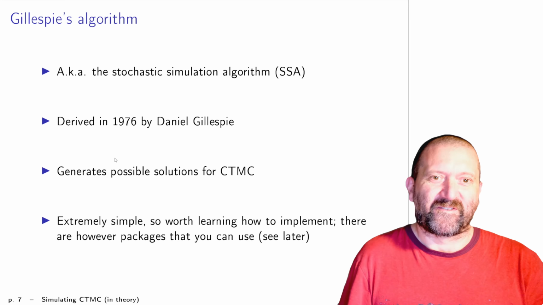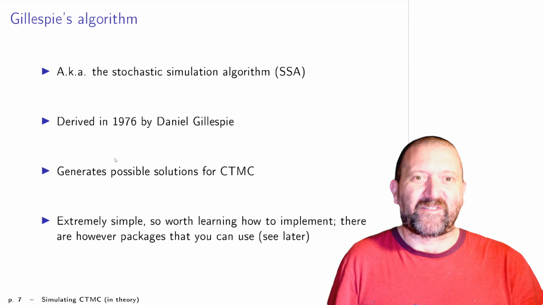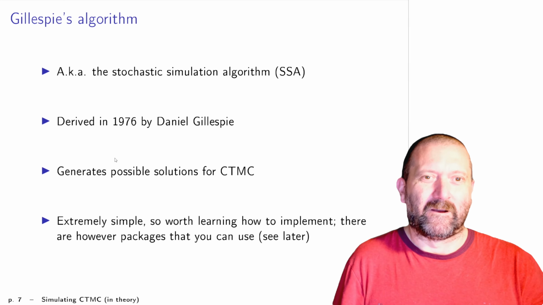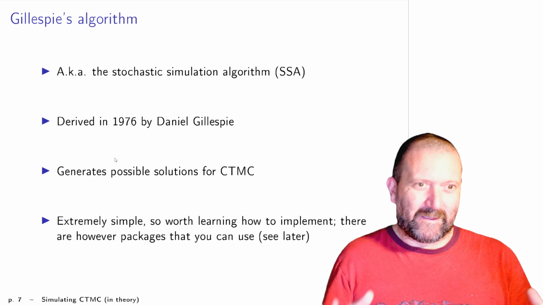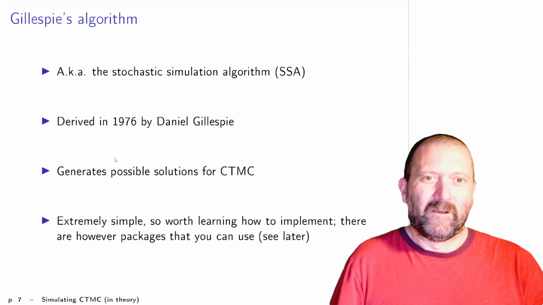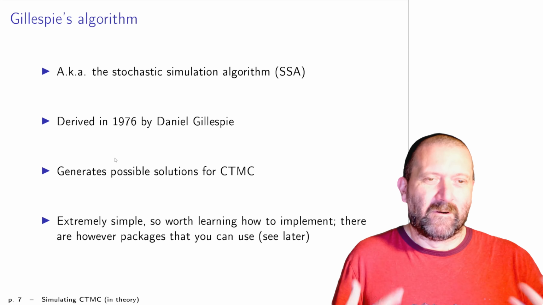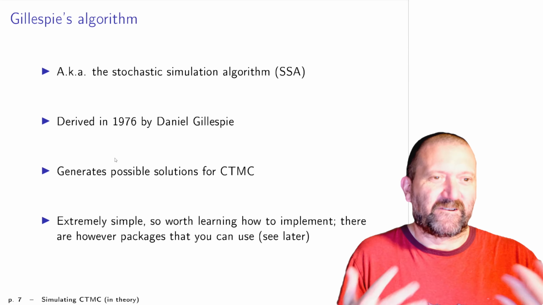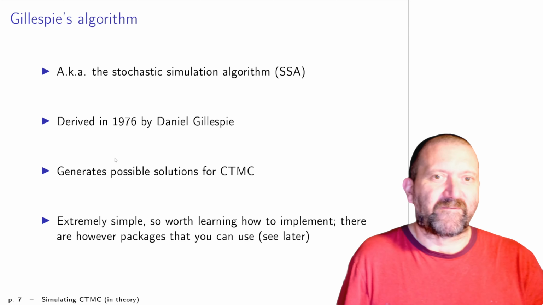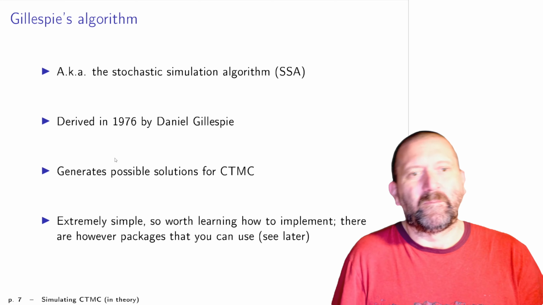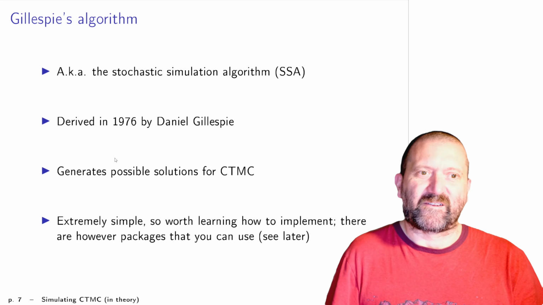So this was derived in '76 by Daniel Gillespie, who's a computational chemist. The type of model that they were using were massive simulation models for computational chemistry. It's also known as the stochastic simulation algorithm. There are other names in other contexts.